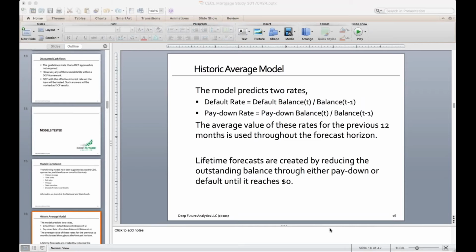For the historic average, I already mentioned, but we're looking at two specific rates: a default rate, which is going to be the balance that defaulted this month divided by the outstanding balance last month, and the balance that paid down this month divided by last month's balance. You can then use those as a very simplistic competing risk model to run through the life of the loan until you either hit zero balance or you hit 30 years for the full term of the loan.